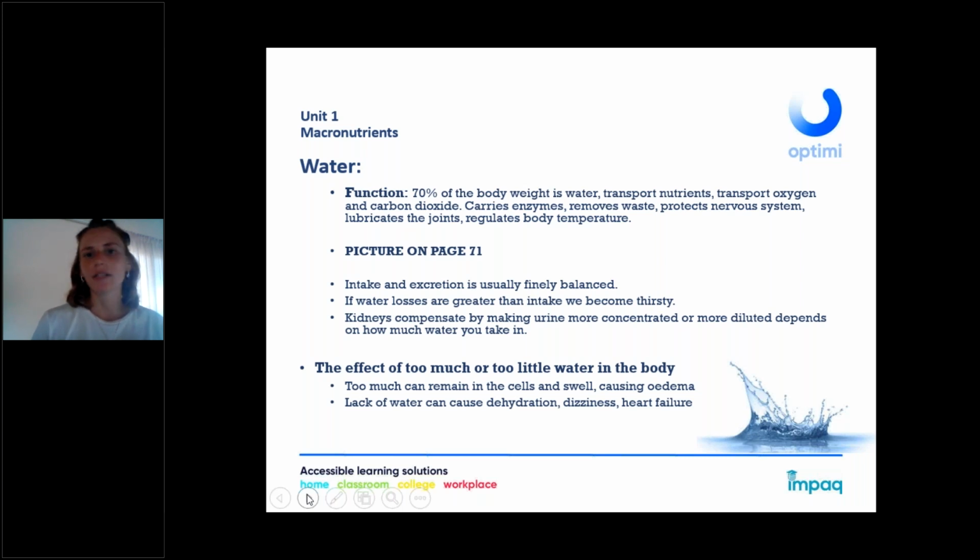Okay, and then obviously we all know if you don't take enough water in, then you dehydrate, you feel dizzy, and sometimes it can actually lead to heart failure, because water is like the oil for the machine. And if you don't take the oil in, then the machine can't function. Okay, so it's very important that you take enough water in.